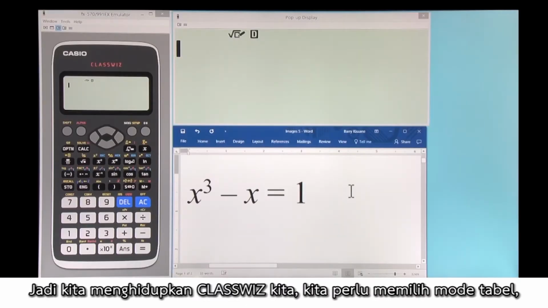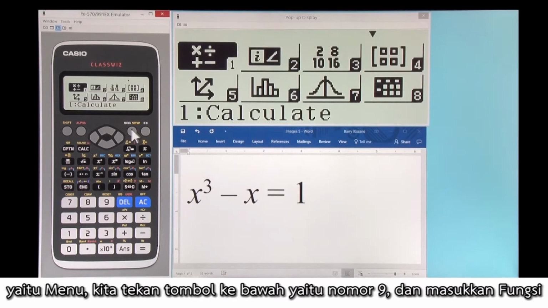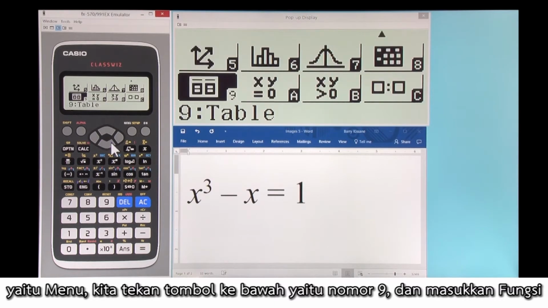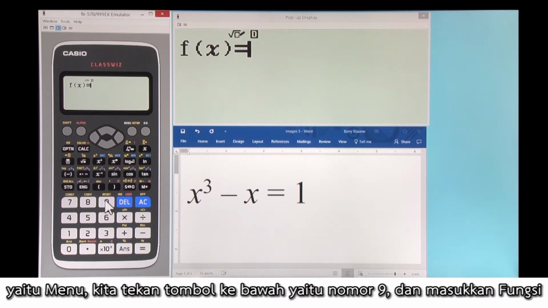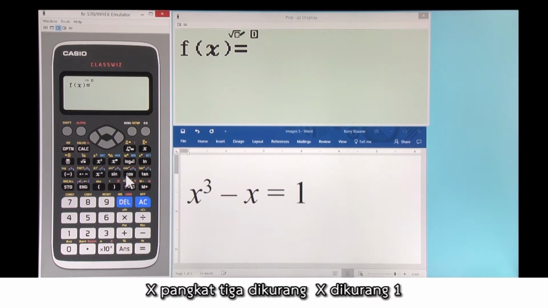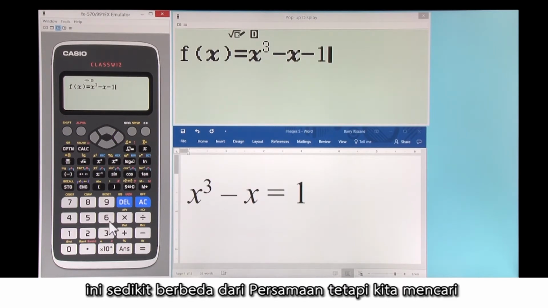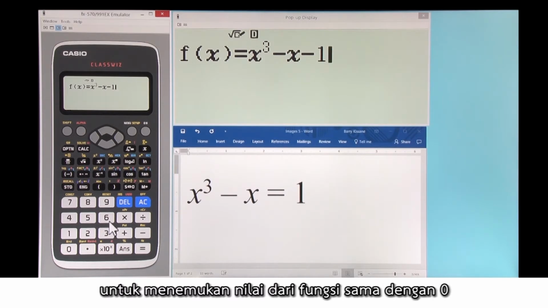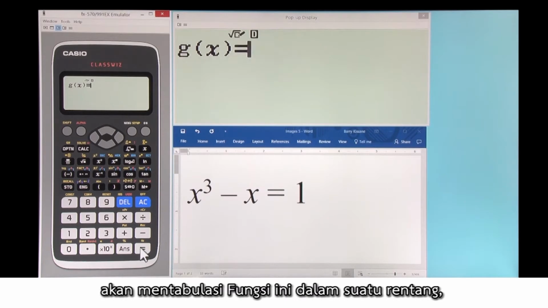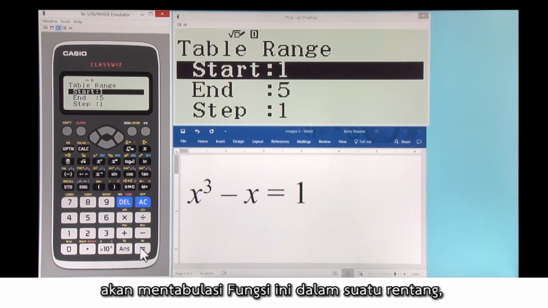We need to select table mode, which is menu, and if we go down, it's number 9, and enter the function x cubed subtract x subtract 1. It's a little bit different from the equation, but we're looking to find the value of the function being equal to 0. We'll tabulate this function over a wide range.